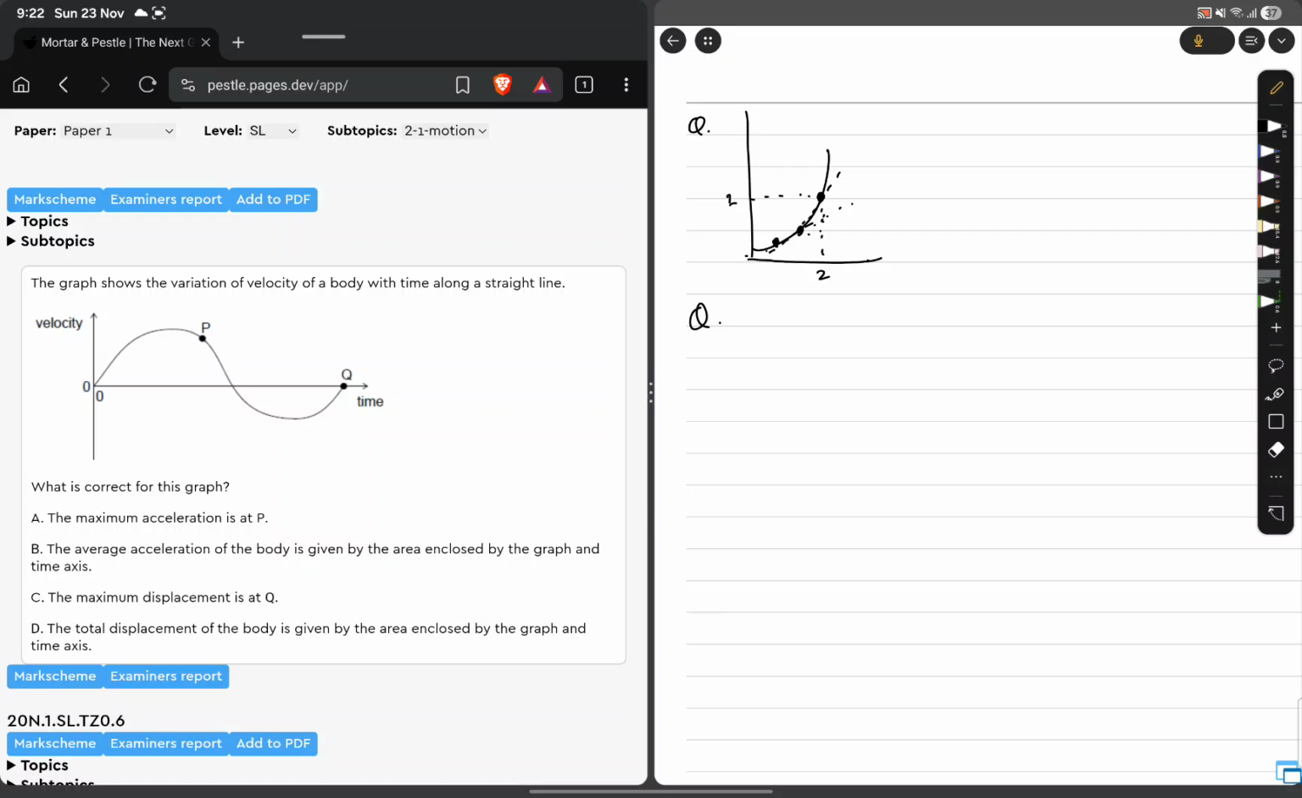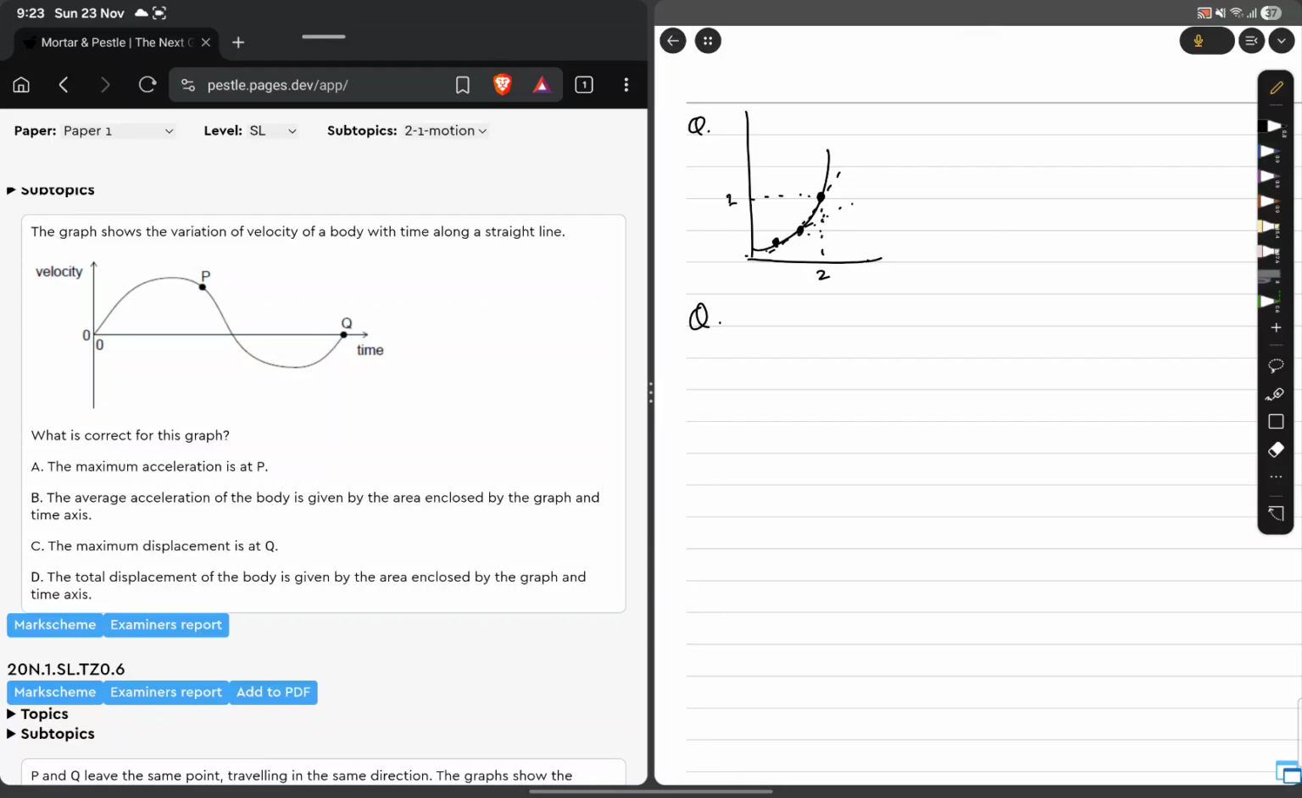The maximum acceleration is at P. Or, well, this is something that is remembered through content. In your textbook, you'll probably see that it's only in the velocity-time graphs where the area means the displacement. It's only in an acceleration-time graph that the area shows the velocity change. That's why it's D.